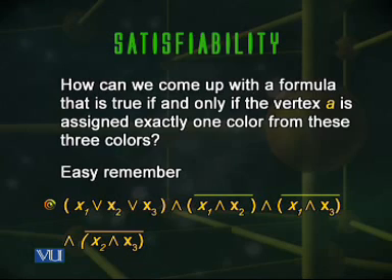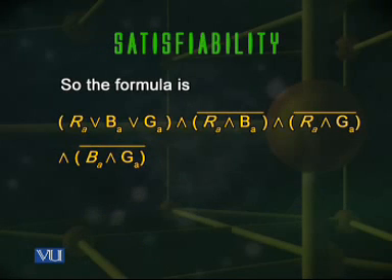The formula was x1 or x2 or x3, and it with not of x1 and x2, and it with these two other things. So we remember this formula. Our new formula will be modeled after that. So our formula is going to be RA or BA or GA.